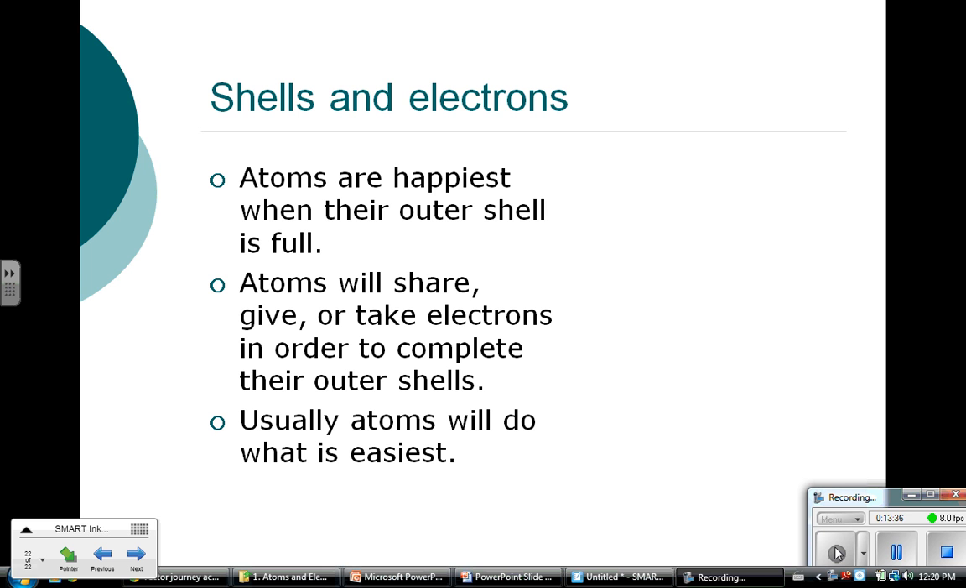So they're going to share, they're going to give, they're going to take in order to complete their outer shells. And this last statement here is really important. Atoms will do whatever is easiest, usually. And what that means is, when we talk about humans giving and taking, which one is nicer, to give or to take? No, the answer was give. You're supposed to say give. So giving is something that's nicer and it's easier to give things away rather than go and take something, right?